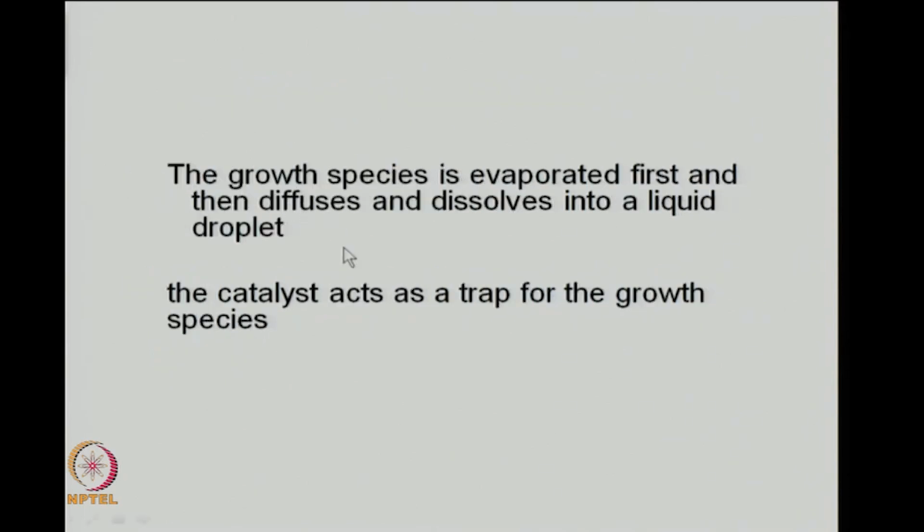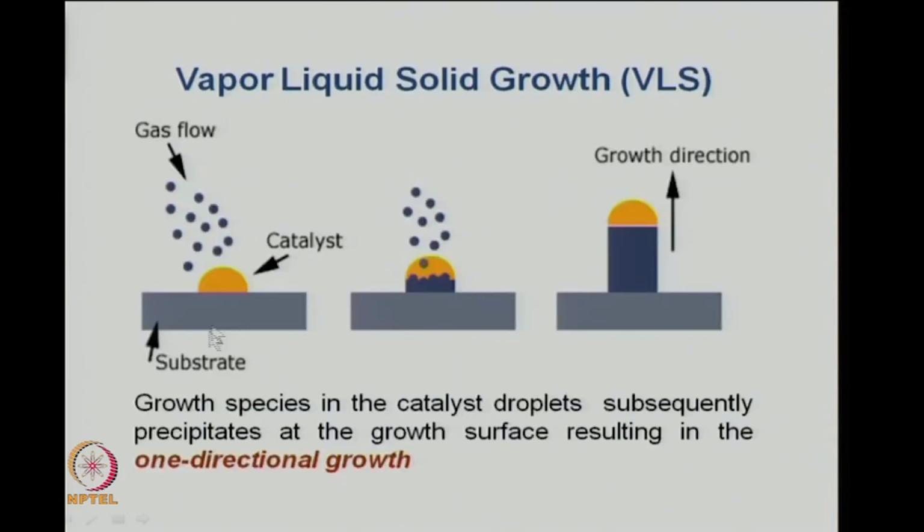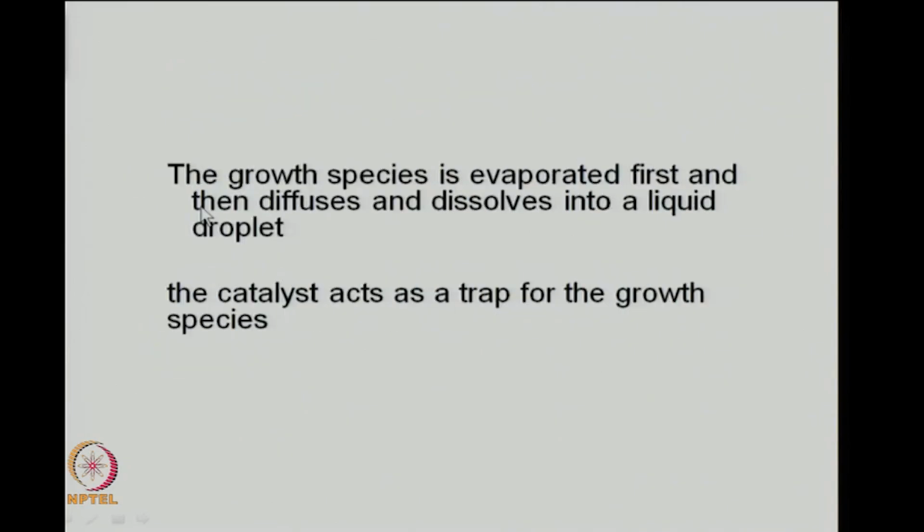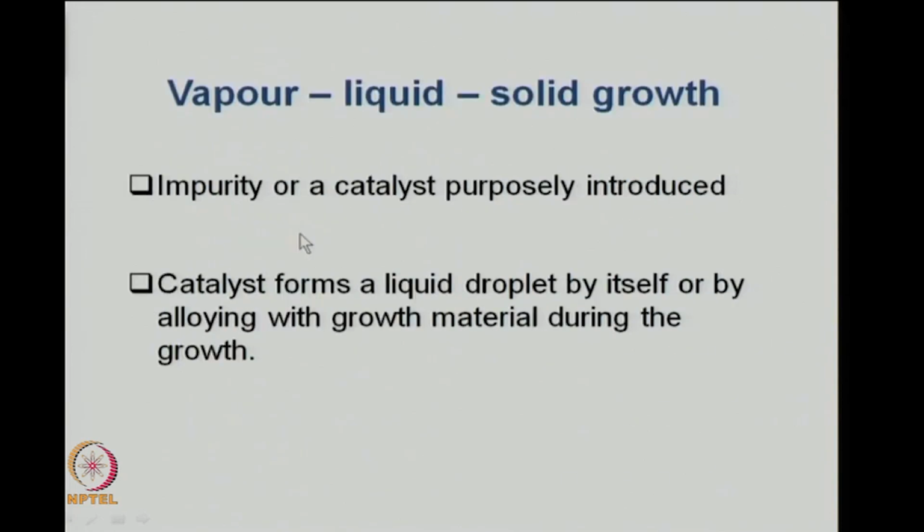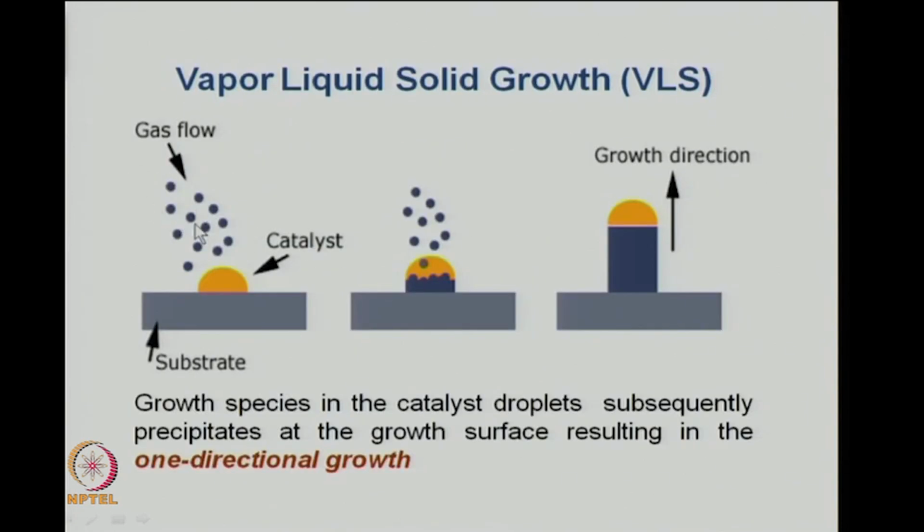The growth species, that is the species that you want to make the nanostructure from, which is in the substrate, is first evaporated. So, first you have to evaporate the substrate such that you have some substrate molecules in the vapor phase or the gas phase. That is important. The growth species has to be evaporated first, and then that diffuses and dissolves into a liquid droplet. So, the growth molecules evaporate, then dissolve in the liquid droplet, and then precipitate.